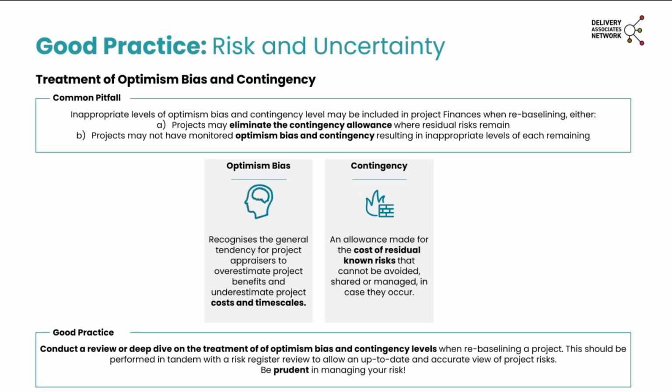Previously, I'd mentioned conducting a review also of your risk register. So where you're reviewing your optimism bias and contingency levels, that should be performed in conjunction with the review of the risk register as well. Noting where rebaselining projects, this might be at quite a mature stage of the project. So what we would expect to see is that your optimism bias and contingency levels are coming down. So it may be inappropriate to have static optimism bias or contingency levels that haven't moved since the start of the project. But please do be prudent when managing your project risk.